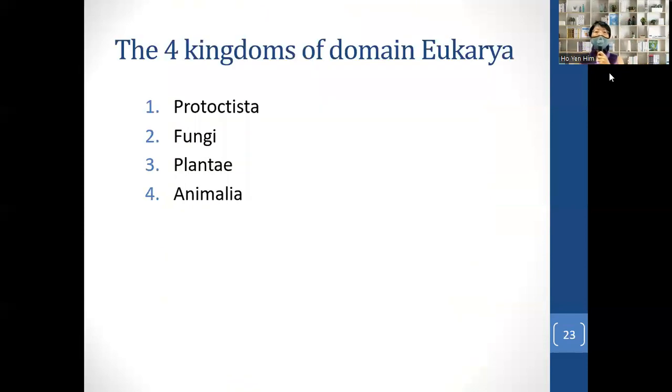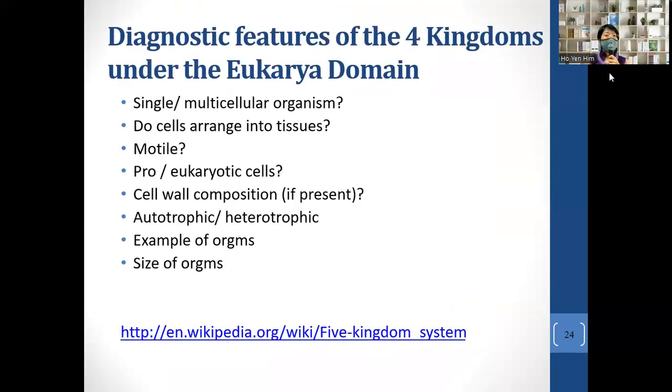Okay. So syllabus says we need to be able to describe the features of the organism in these 4 kingdoms of domain Eukarya. So what are the features that you can use to describe them? Whether the organism in the kingdom is single or multicellular? Do the cells arrange into tissues? Are the cells motile, means can the cells move? Is it prokaryotic or eukaryotic cells? If cell wall is present, what is the composition of cell wall? Is it autotrophic or heterotrophic? Example of organism and size of organism.